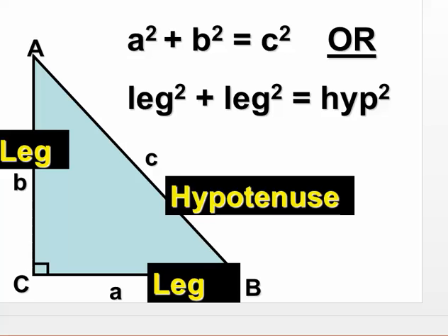The theorem states a squared plus b squared is equal to c squared, or one leg squared plus the other leg squared is equal to the hypotenuse squared.